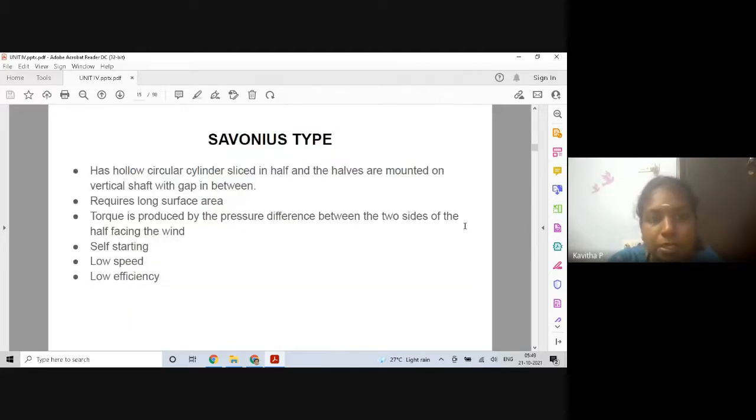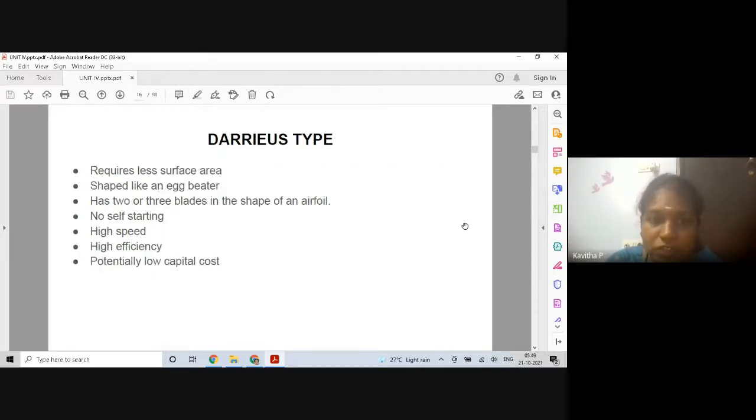In the Savonius type, we have a hollow circular cylinder sliced in halves, and the halves are mounted on a vertical shaft with a gap in between, and it requires a large surface area in order to retrieve high power. The rotation is because of the pressure difference, which creates a torque. It is also self-starting, low speed, and it has very low efficiency.